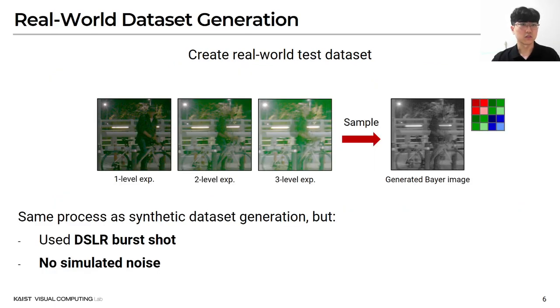We also create a real-world test dataset by directly capturing scenes using a DSLR camera. The process is similar to creating the synthetic dataset with a few differences. First, instead of using an HDR image sequence, we utilized a DSLR burst shot sequence. And we don't add additional simulated noise as it already contains the innate noise in the real-world photography process.